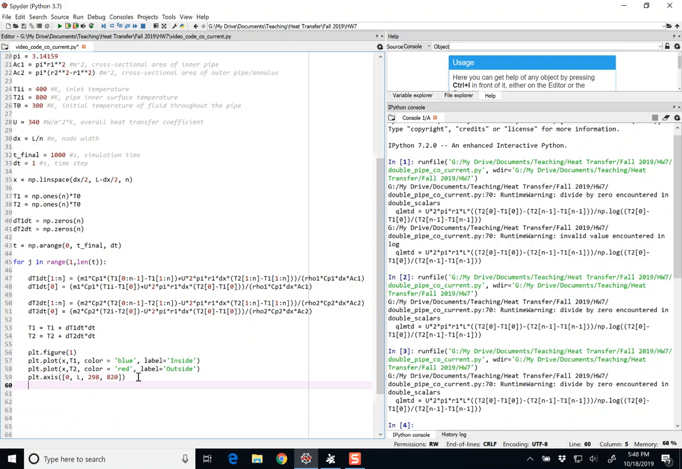Okay, let's go ahead and label things. So our x label is going to be distance down the heat exchanger in meters. And our y label is going to be temperature in Kelvin. Let's put in a legend so that we can actually see which line represents our inner fluid and which represents our outer fluid. I'm going to put this in the upper right corner for now.